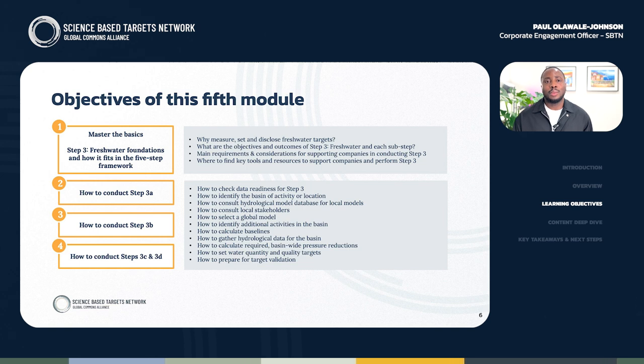In this module, we will be covering 4 key objectives, which will help you in: 1. Mastering the basics of Step 3, Freshwater, and how it fits into the overall framework. You'll also learn how to conduct Step 3A through to Step 3D. At the end of this module, you should be able to answer the most common questions about SBTN Freshwater targets. Handing it over to Kari and Gian to dive into the contents of today's session.